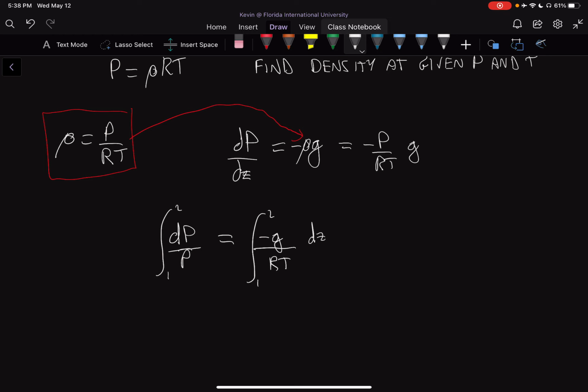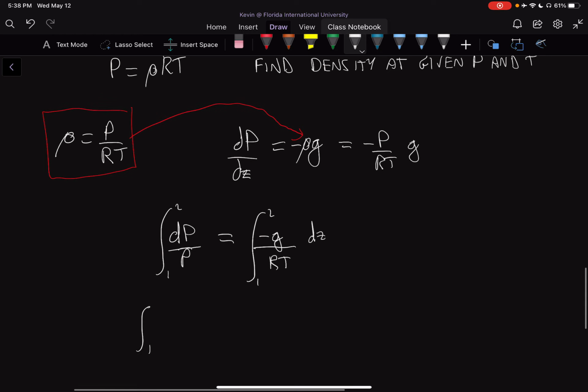So on the left side, we're going to get the integral from 1 to 2 of dP over P, which is equal to, and you should know how to do this, but I'll give you the answer here, ln P2 over P1. We're using laws of natural logarithms to figure out that ln P2 over P1 would be the solution here on the left side.